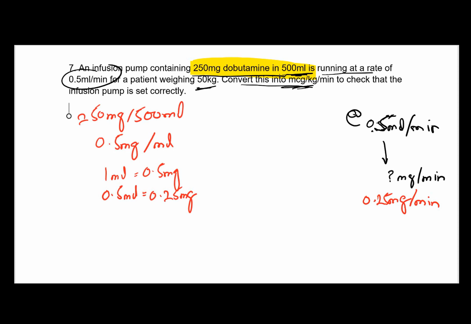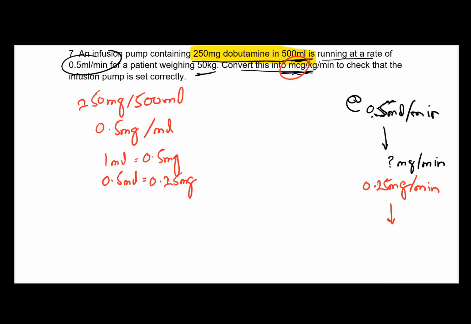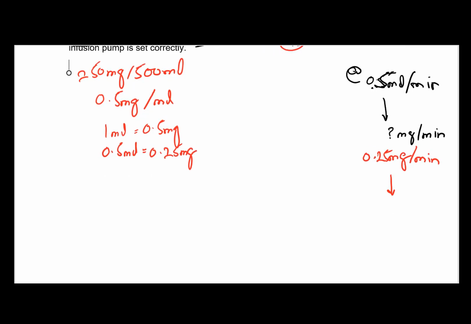0.25 milligrams, but the actual thing which I have to find out in the end will be in mcg. So let's convert this milligrams per minute into mcgs. So 0.5 mils per minute is equal to 0.25 milligrams per minute. Let's convert this milligram into mcg. Remember, going from a bigger unit to a smaller unit, decimal moves towards the right by 3 places. 1, 2, 3. So it will be 250. Right? 250 mcg per minute.